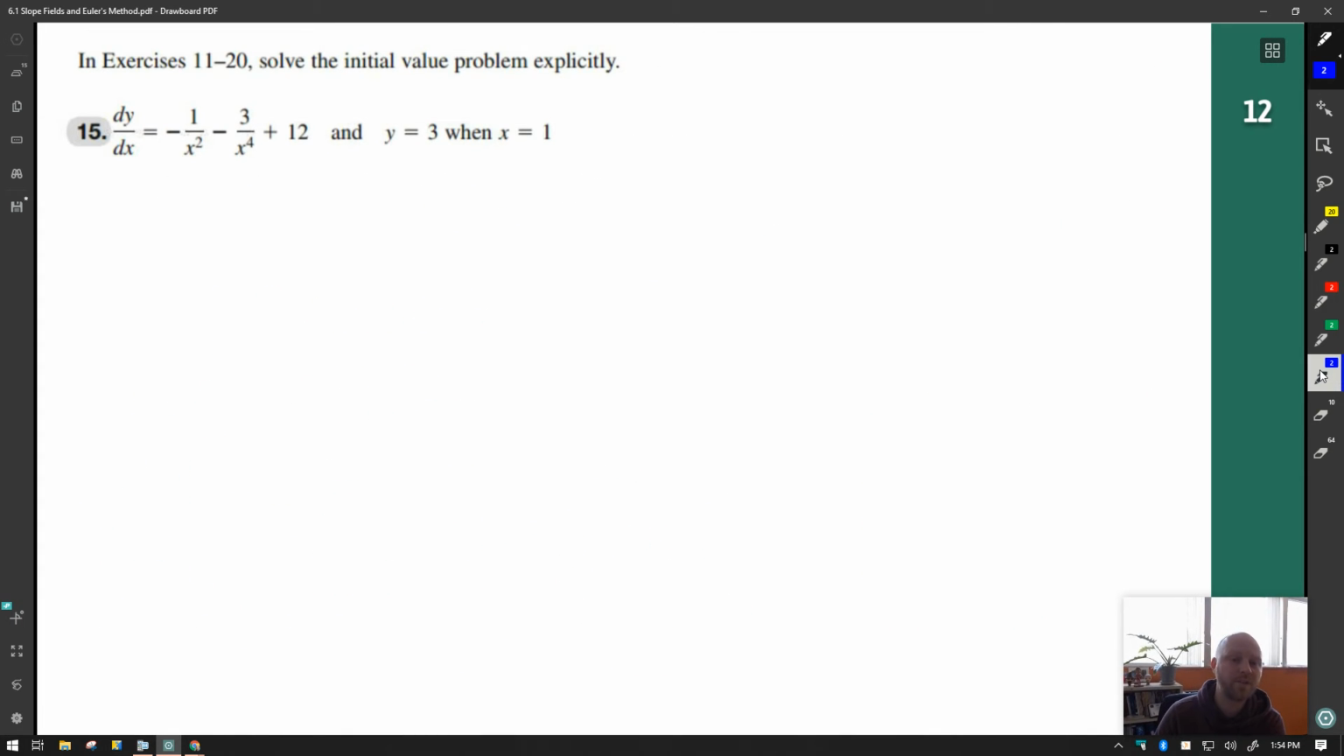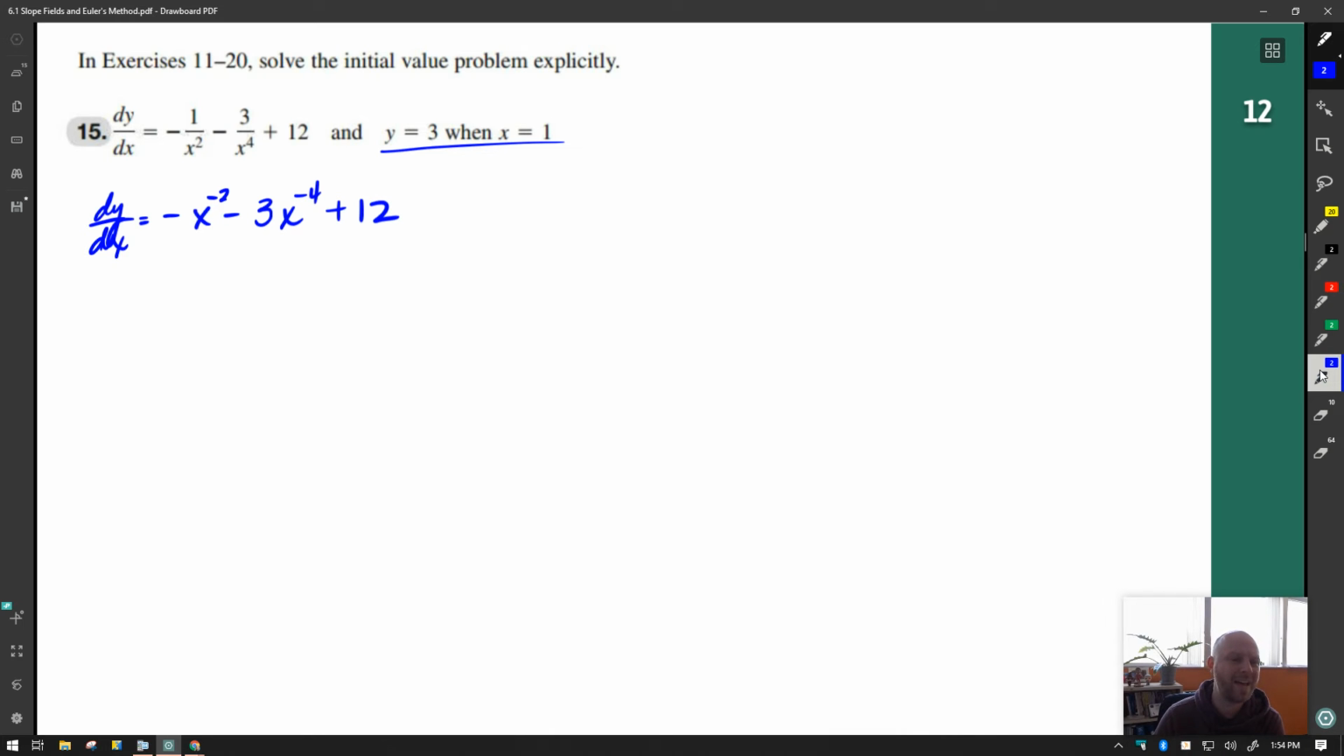We want to solve the initial value problem explicitly. So that means we want to find the particular solution. Here's the differential equation. dy/dx is equal to negative 1 over x squared minus 3 over x to the fourth plus 12. And your initial condition here, y is 3 when x is 1. So the first thing I'm going to do is a little rewrite. I'm going to call this dy/dx is equal to negative x to the negative second minus 3x to the negative fourth plus 12.